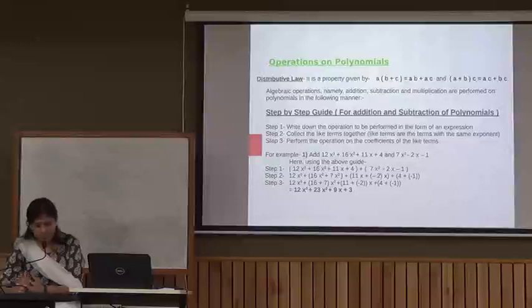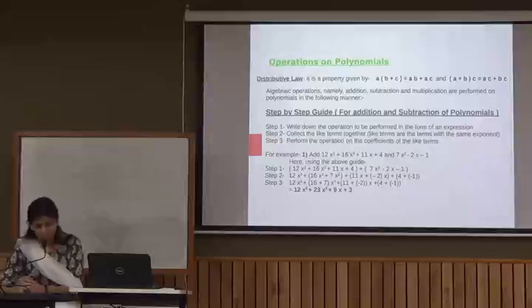Step 1. Write down the operation to be performed in the form of an expression. Then step 2. Collect the like terms together. Now, what is like terms? Like terms are the terms having the same exponent. Step 3. Perform the operation on the coefficients of the like terms. Now, let us understand this by way of an example.